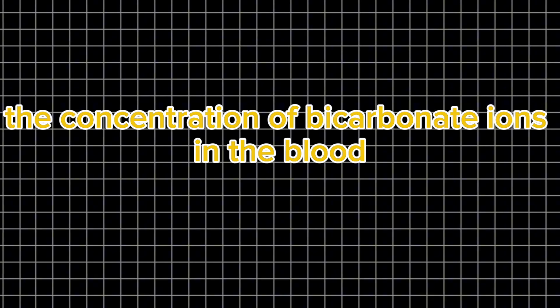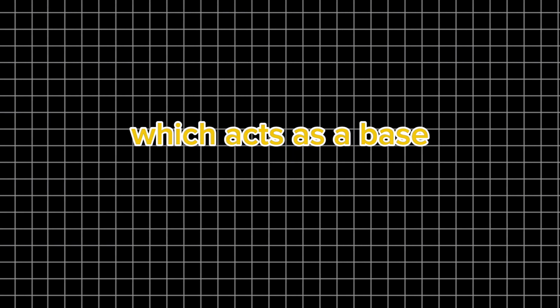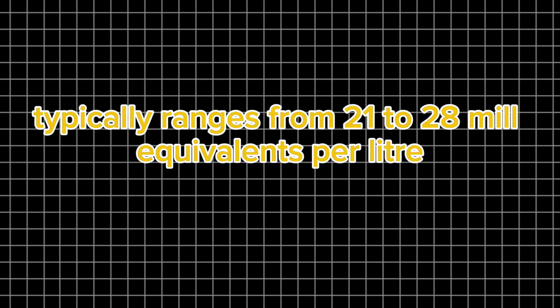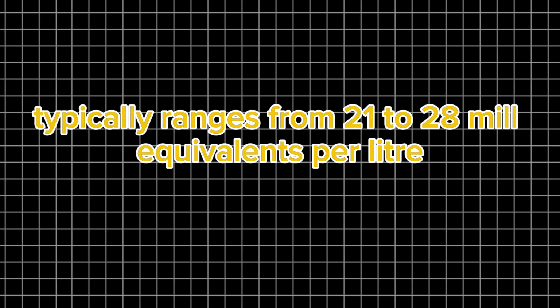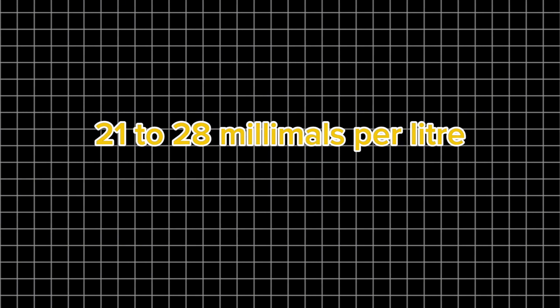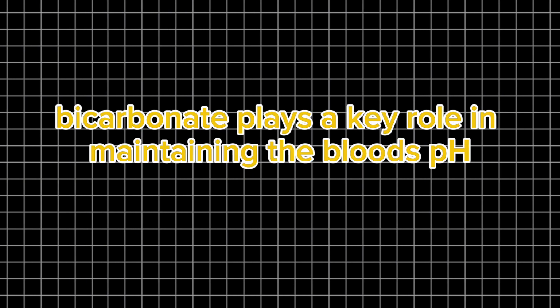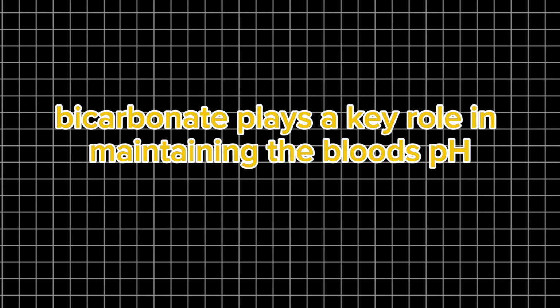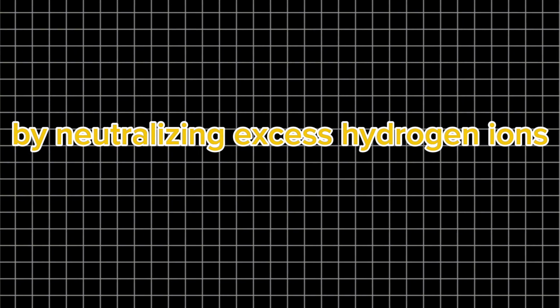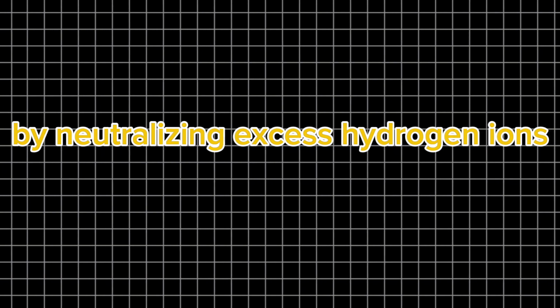3. Normal serum bicarbonate levels. In healthy individuals, the concentration of bicarbonate ions in the blood, which acts as a base, typically ranges from 21 to 28 milliequivalents per liter, 21 to 28 millimoles per liter. Bicarbonate plays a key role in maintaining the blood's pH by neutralizing excess hydrogen ions.